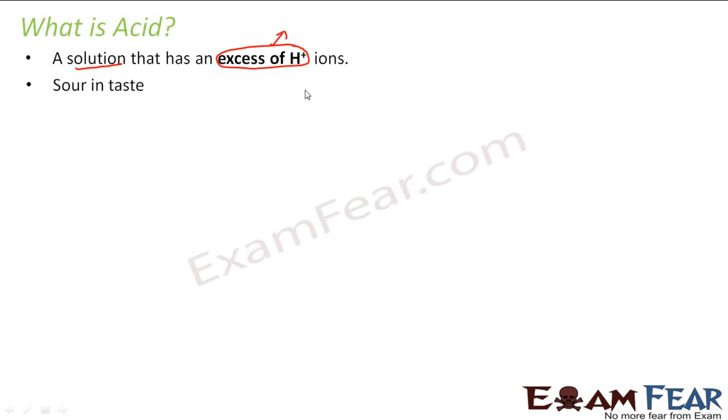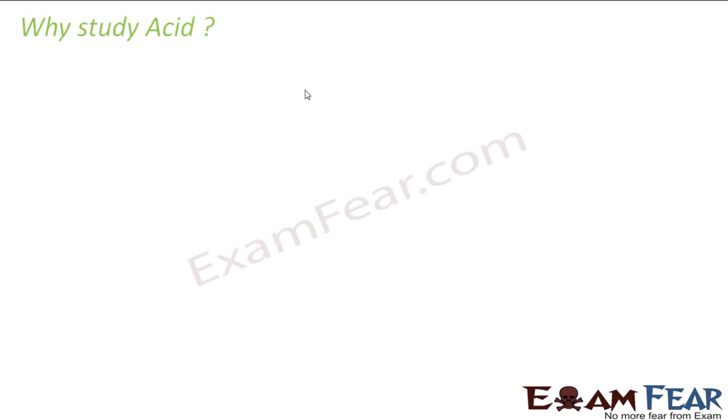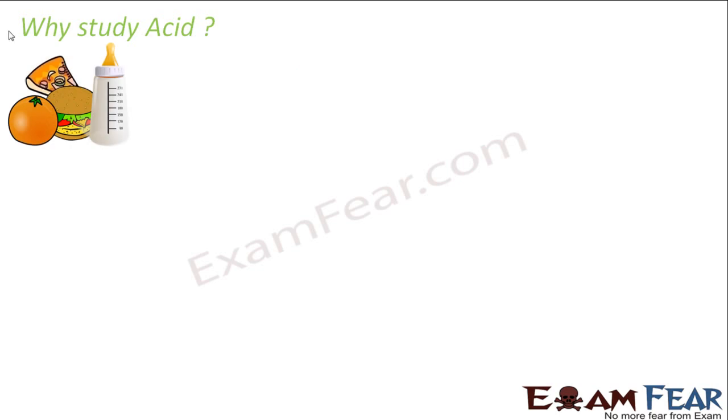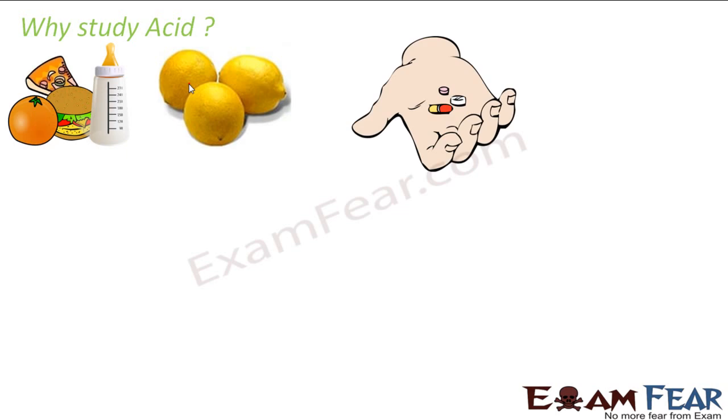So before we study acid, why should we study acid? Let's look at this. If you see this, the food products which we use have acid. For example, this citric acid, right? I mean, most of the food products which we use have some acid in them. It's lemon. Lemon has acid. You see the medicines we use, a lot of medicines comprise of acid. They are acidic in nature.